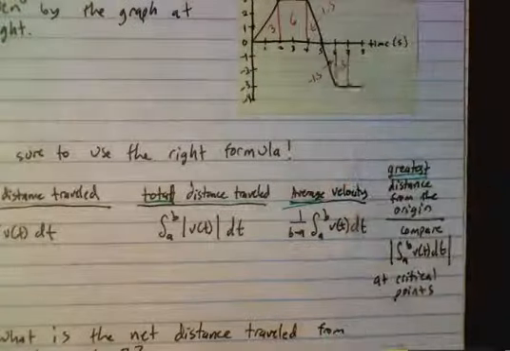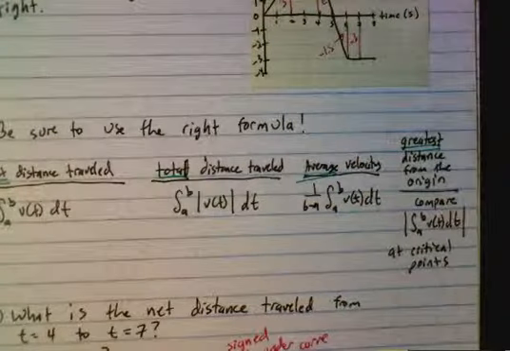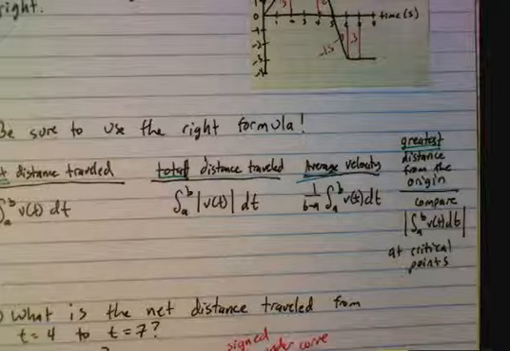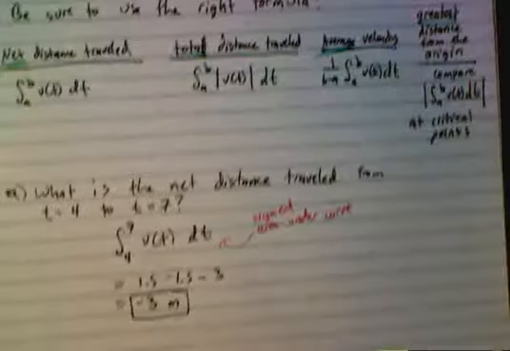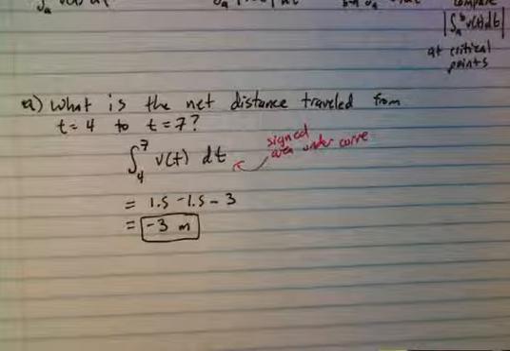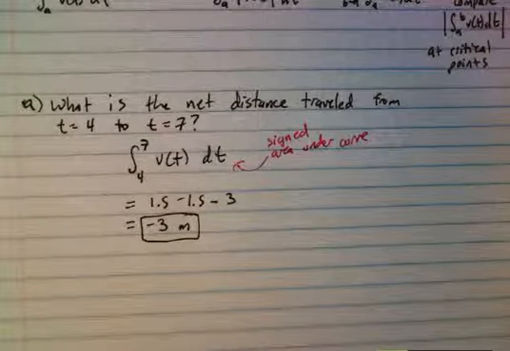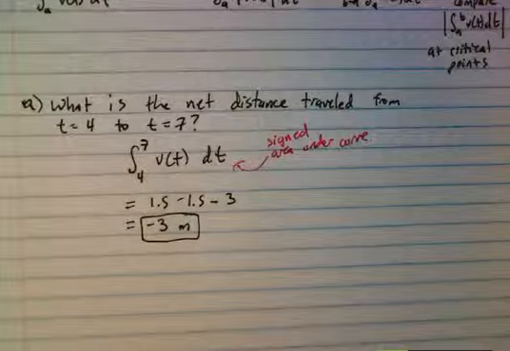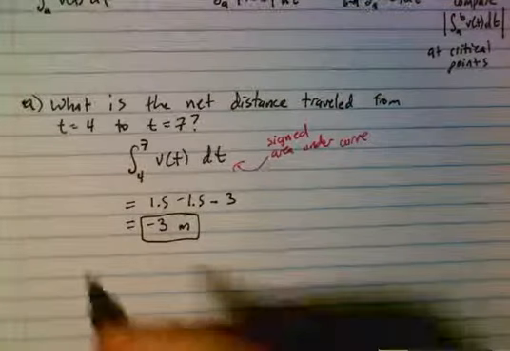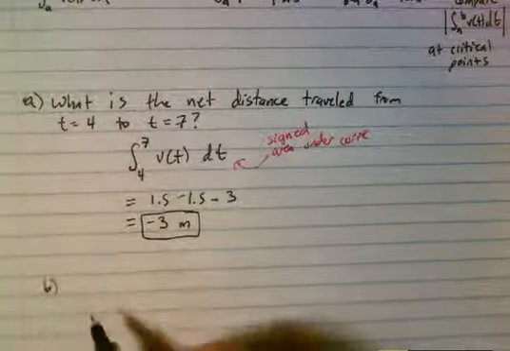So that's negative 3, and we are measuring in meters for distance. So that just means that at the end of the day we end up 3 meters to the left, or actually at the end of 7 seconds, we end up 3 meters to the left of where we were at time t equals 4.